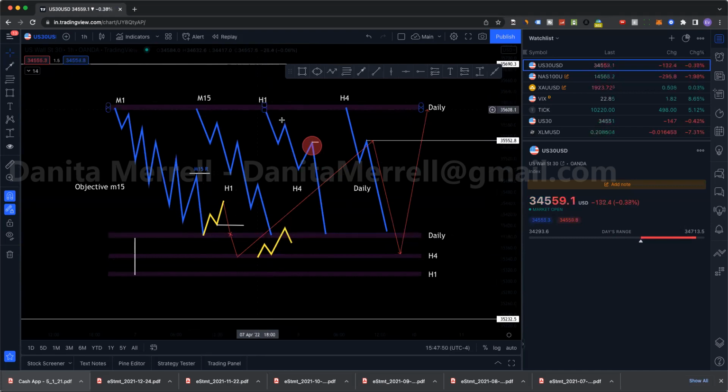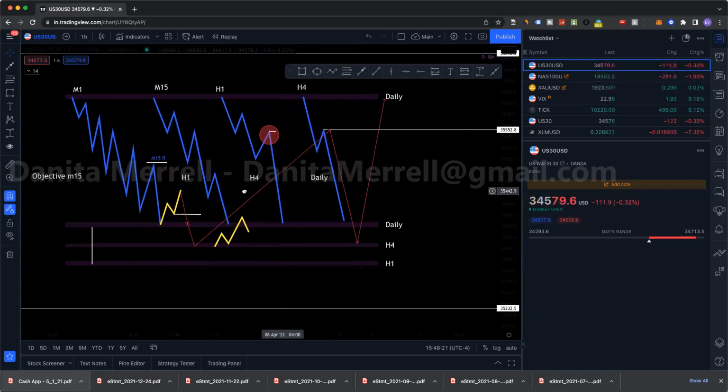But understanding that H1, if we're breaking structure on H1, we're most likely going to find some H4 level. Okay, so H4 level, if we break structure on that, we're headed to a daily level. But just understanding that once M15 to M15 is completed, H1 should have no problem. H1 to H1 is completed, so H4 should have no problem. H4 to H4 completed, then daily should have no problem, okay?